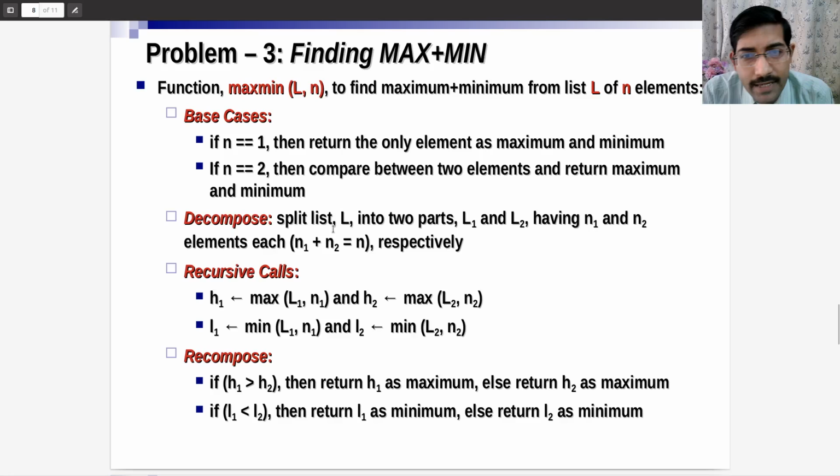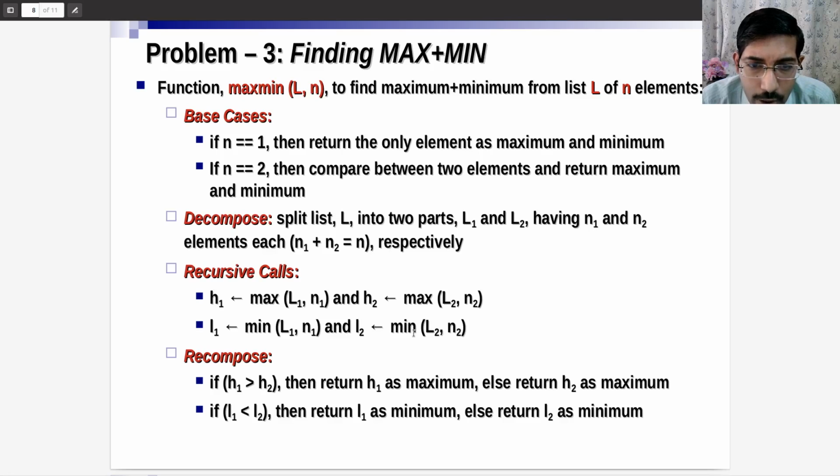Let us again split it arbitrarily into 2 parts, n1 and n2. Then h1 is the max from the left part. I use h and l to denote high and low, to signify the max and the min. h2 is another variable where I call the same subroutine on the right part and assign h2 the max from there. Similarly, l1 is the minimum from the left part, and l2 is the minimum from the right part.